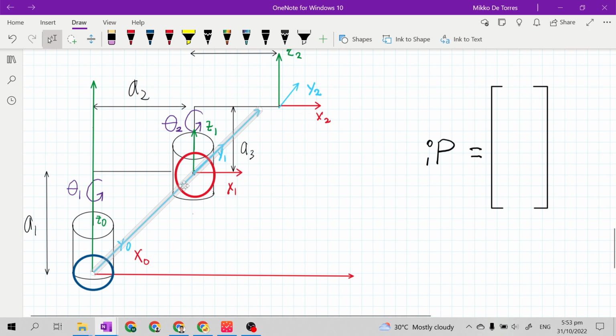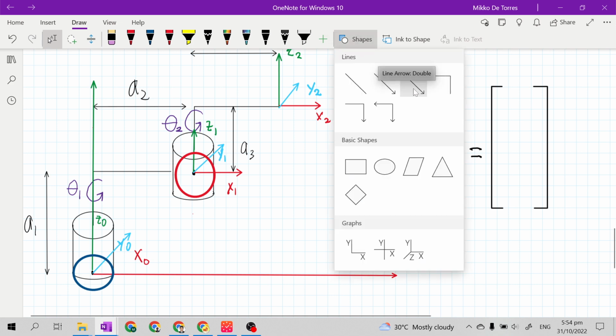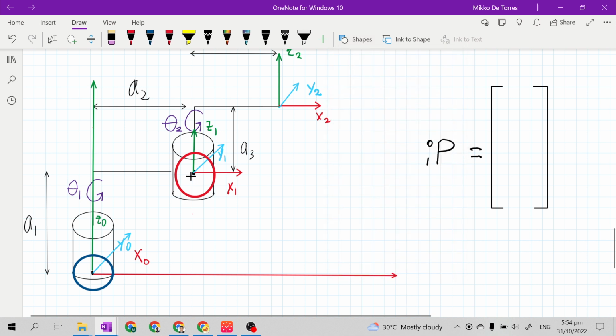So to get the position vector of frame 0 to frame 1, we will look for the distance of frame 1, or we will look how far is the origin of frame 1 to the origin of frame 0 along x sub 0 axis, y sub 0 axis, and z sub 0 axis. Okay?